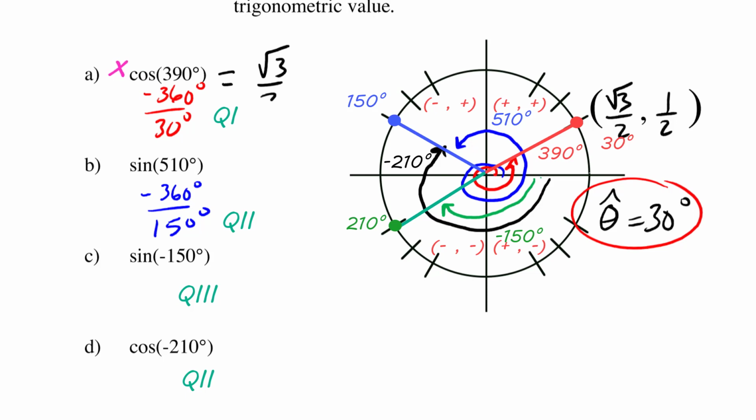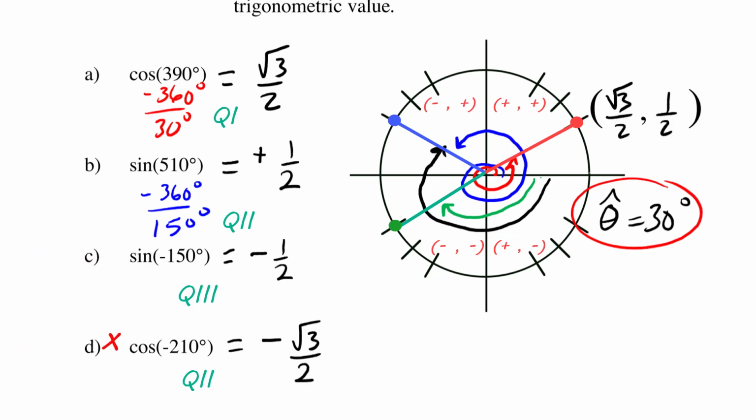For example, at 390 degrees in quadrant 1, the cosine value is the x value, square root of 3 over 2. In 510 degrees, the sine value is the y value in quadrant 2, which is positive. Y is positive in quadrant 2, so it's the positive 1/2. And in quadrant 3, where sine of negative 150 is, it's a negative 1/2 because sine is negative. Likewise, in quadrant 2 at negative 210 degrees, cosine is negative square root of 3 over 2. Did you notice the positive I emphasized with a plus sign?